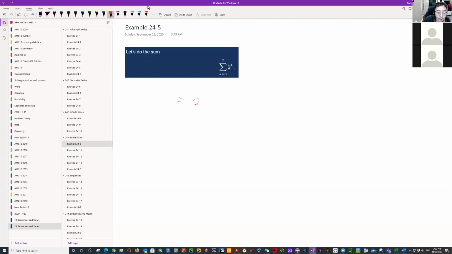So 2 is still 2. The first K starts at 3, so 2 to the third. And sigma means plus, so we need to add everything together. So plus 2 to the fourth, since the next value I pick is 4, and then going up one more step, 2 to the fifth, then 2 to the sixth, then 2 to the seventh. We end at 2 to the seventh, so that's all we need to calculate, and that's it.